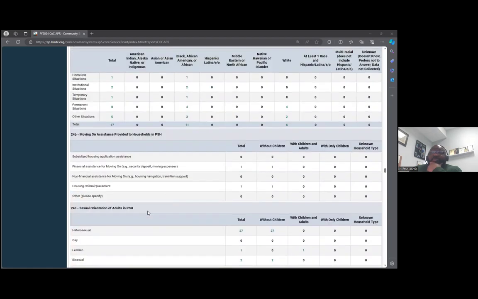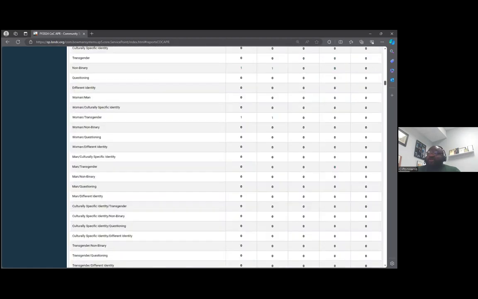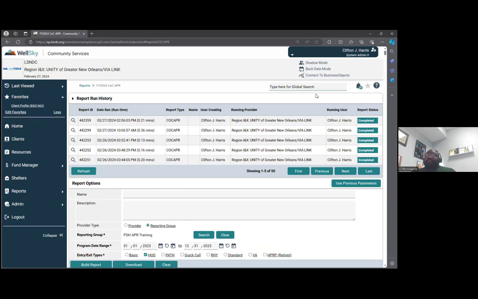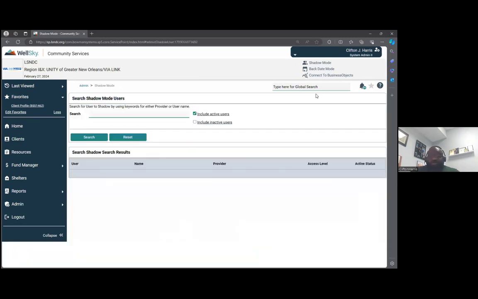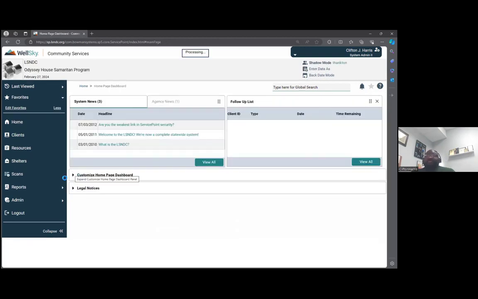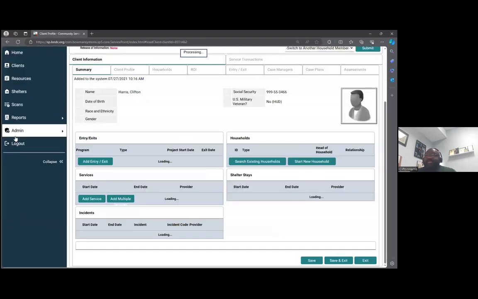Okay, so in order to populate the moving on assistance table, you're going to have to use service transactions. And service transactions hasn't been part of our regular workflow for a while for regular HUD programs, permanent supportive housing programs. So I'm going to show you how to do it. I'm going to shadow somebody that actually has a PSH program, and I'm going to pull a client up. It's not their client, it's just me.